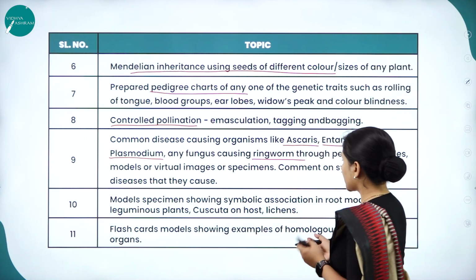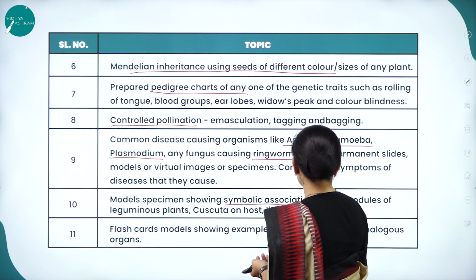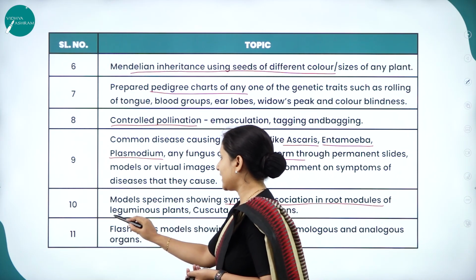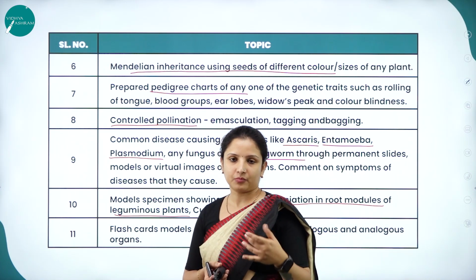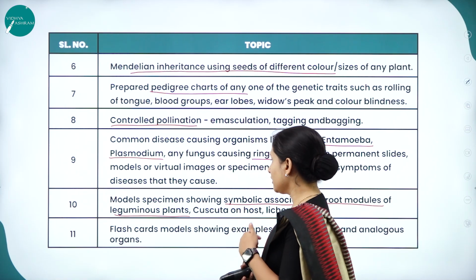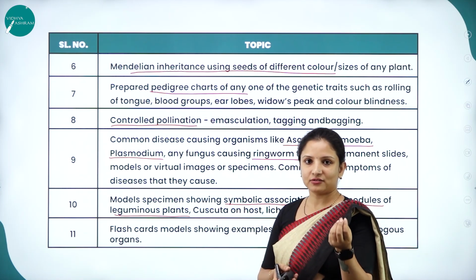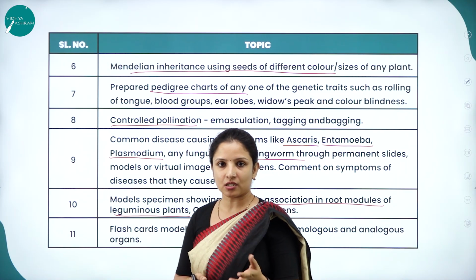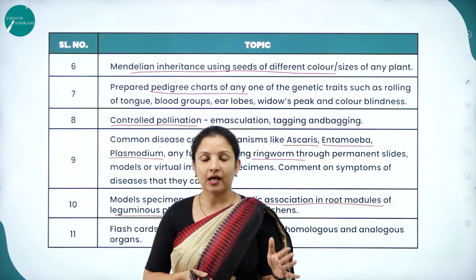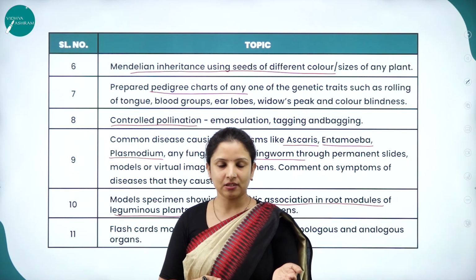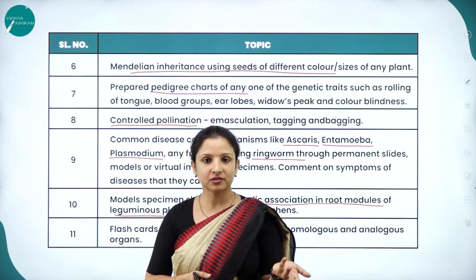Next, we have symbiotic association in root nodules of leguminous plants. That is, say for example, Rhizobium bacteria will be kept or will be focused. You have to identify. Or Cuscuta plant. Cuscuta is a parasitic plant. It is not green in color, it is yellow in color, it doesn't have any leaves, and therefore it doesn't photosynthesize, because it's not green, it doesn't have chlorophyll pigment.